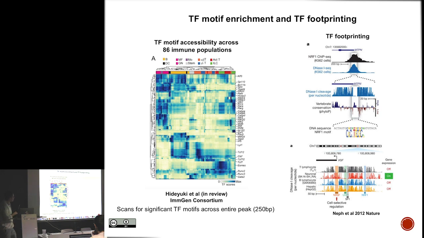So for example, you can have PU.1 represented in the macrophage and granulocytes. You can have LEF represented in the T cells, you can have PAX5 represented in the B cell cluster, and you can now start to see which transcription factor motifs are present in the respective cell lineages. So this is scanning for the motif presence within the entire peak itself. The alternative is actually footprinting.